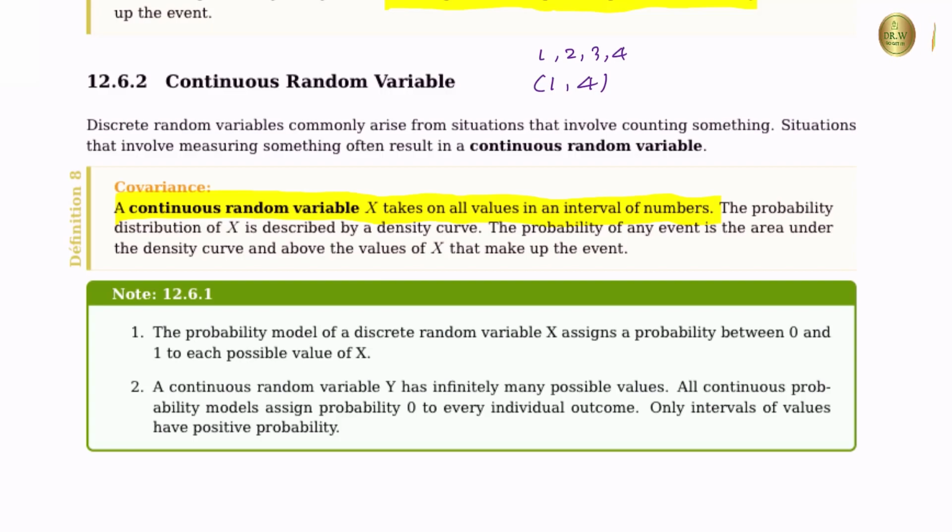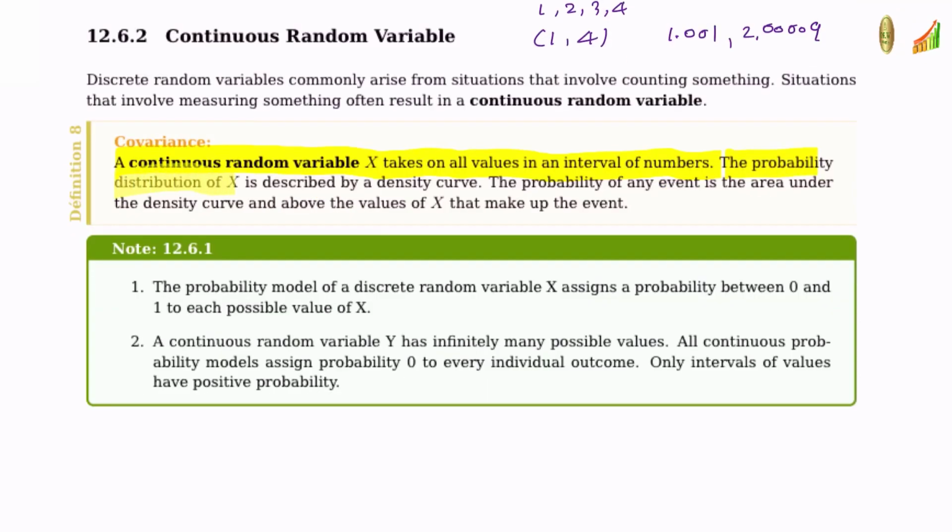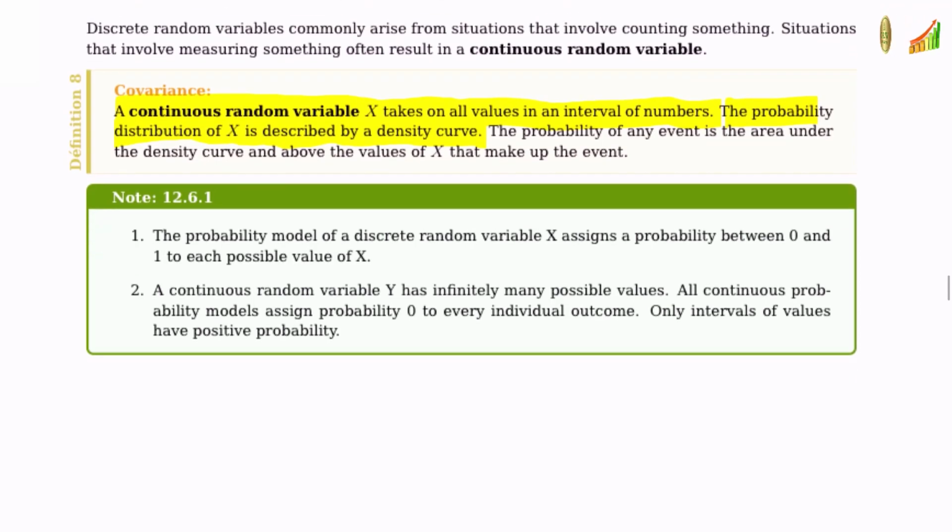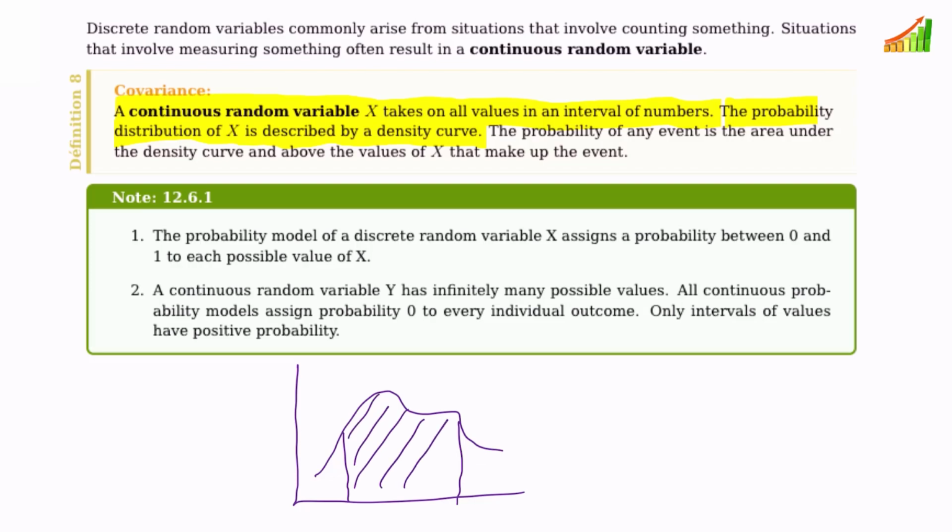As an example, in between 1 and 4, we can have 1.001, 2.00009, right? Infinitely many numbers. The probability distribution of X is described by a density curve. Yes, we also know that part as well. When we have a density curve, how do we find the probability? It is the area under the curve and between two numbers.